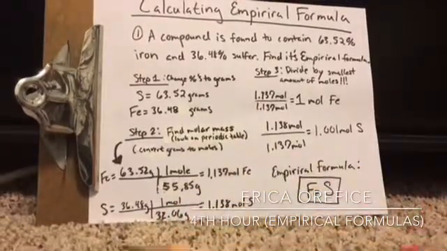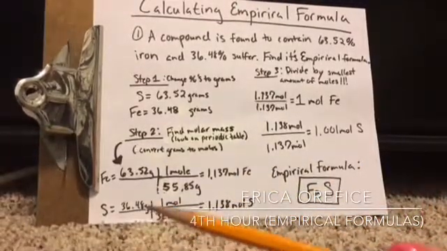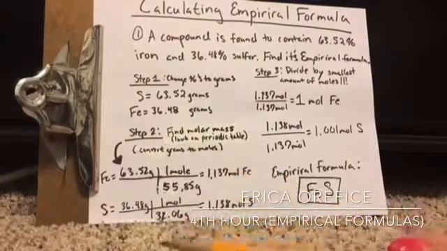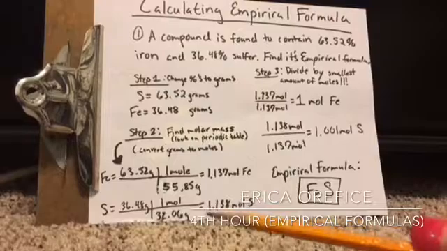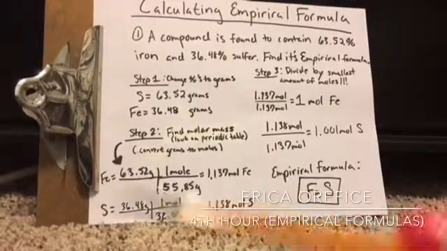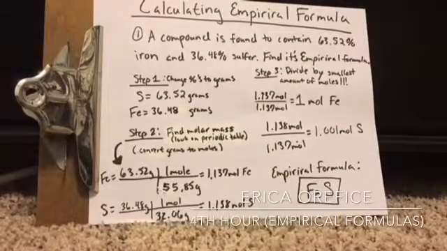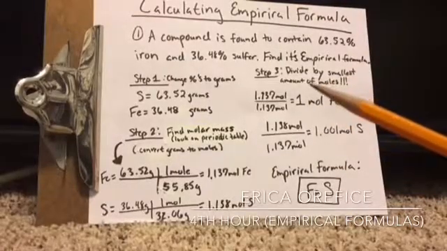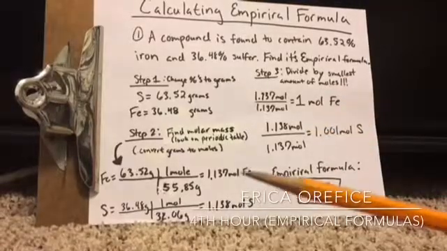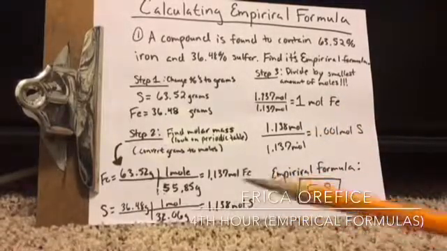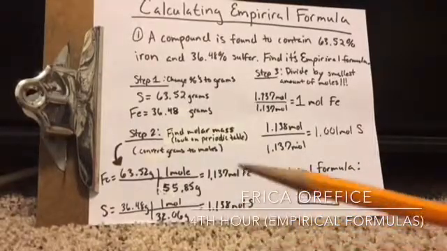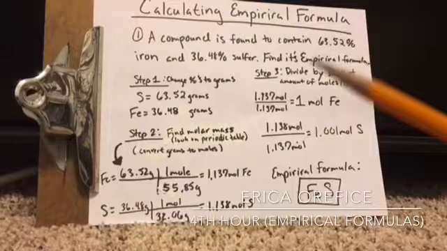Then you move to sulfur. 36.48 grams divided by 32.06 grams equals 1.138 moles sulfur. So after you get your moles, you move to step 3, which is divide by the smallest amount of moles. So out of these two, which one's the smallest? Iron, because sulfur has an 8 and then iron has the 7.